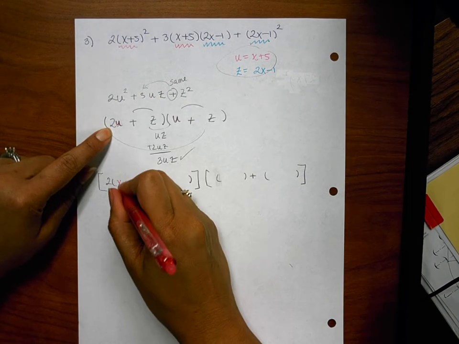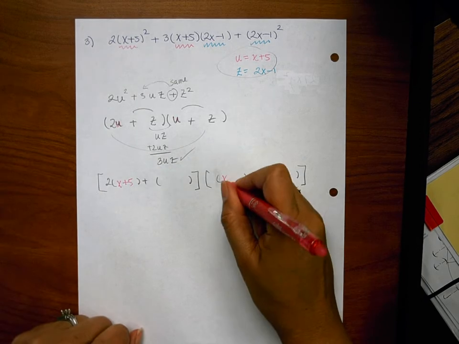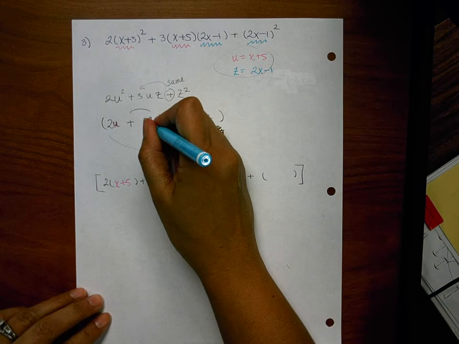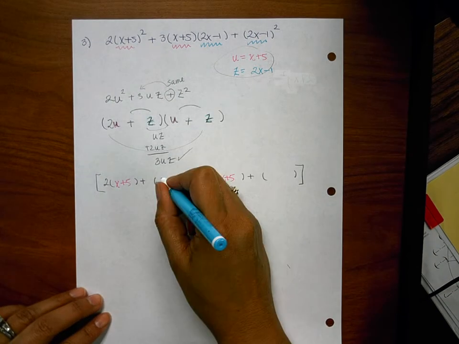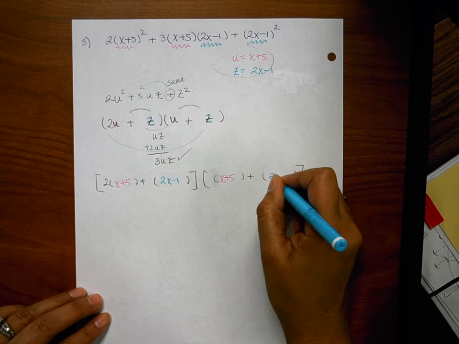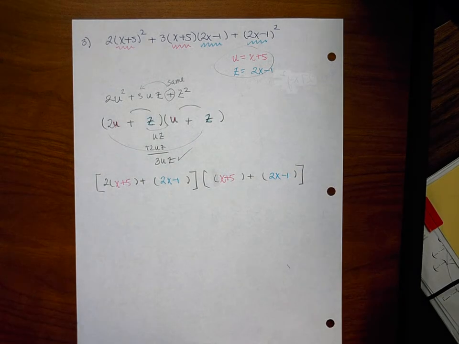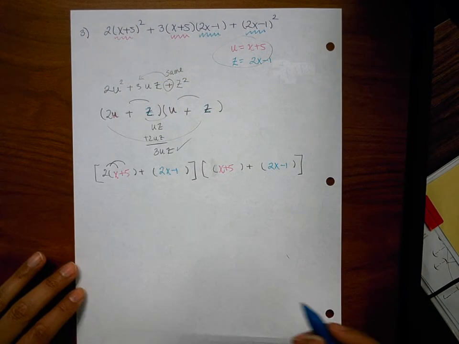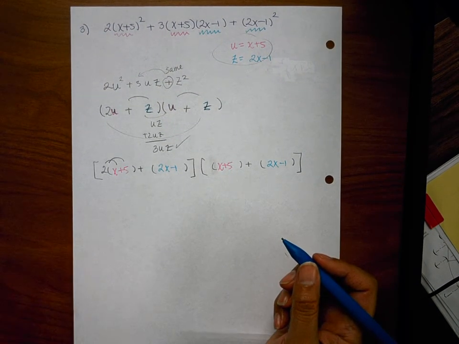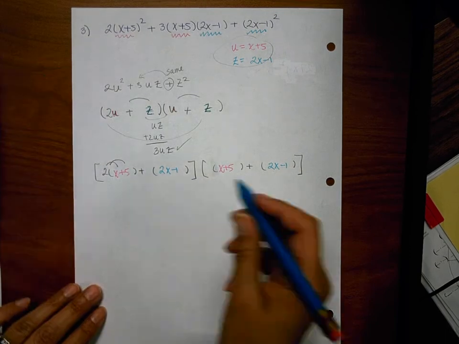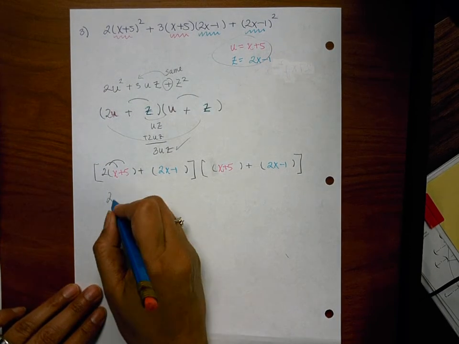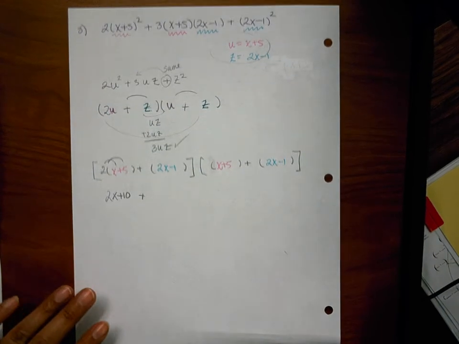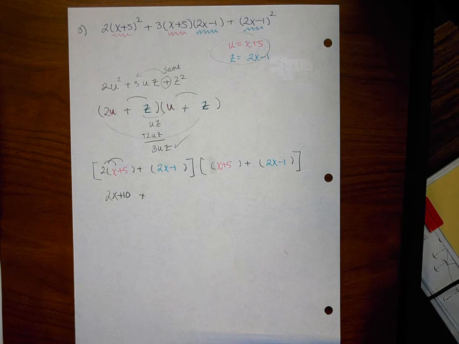Okay, so here's the u and here's the u, and in the u spot I'm going to put x plus 5. X plus 5 next to the 2, and x plus 5 as the first term. Now the z's I'm going to change back to the 2x minus 1. So that's here, 2x minus 1 and 2x minus 1. Distribute, combine like terms, and see if you can factor. There's distribution there. So that gives us 2x plus 10 plus, go ahead and write that next one down.